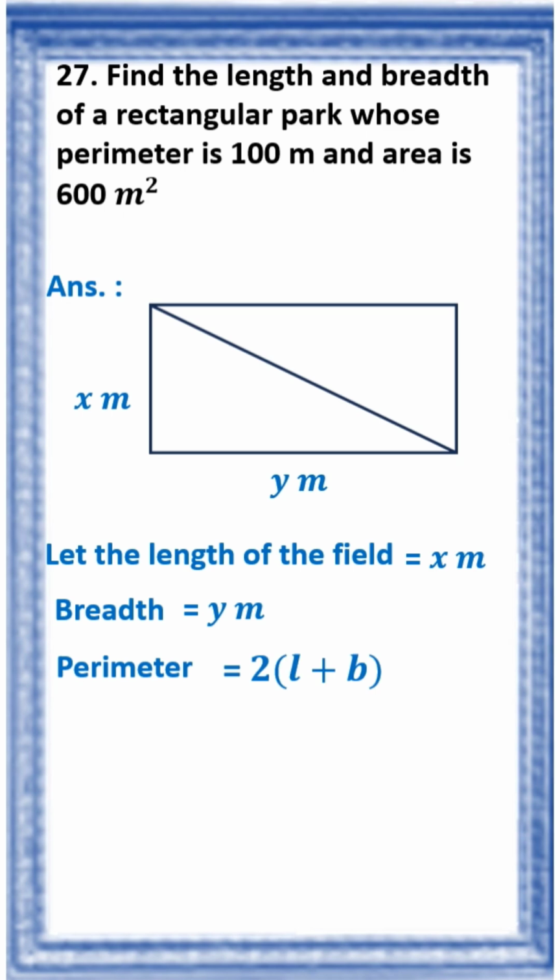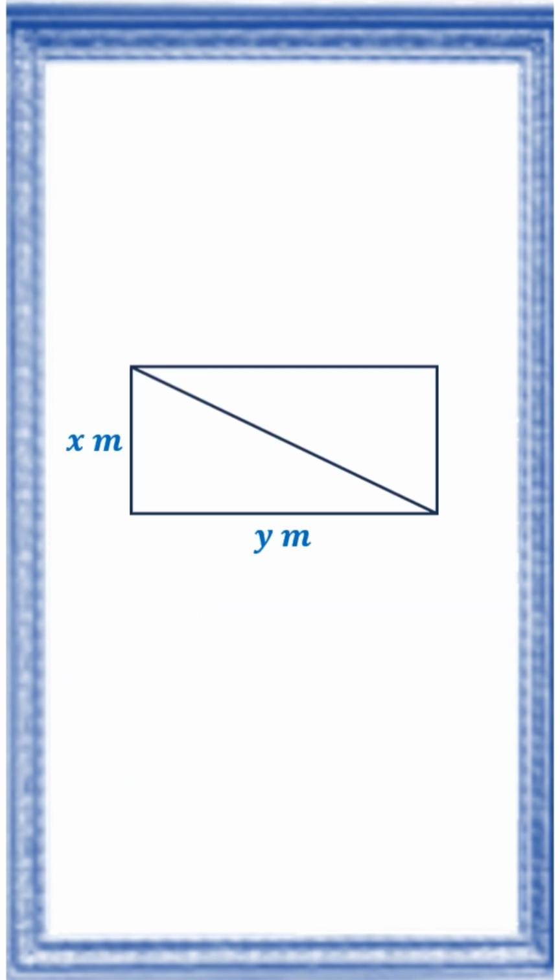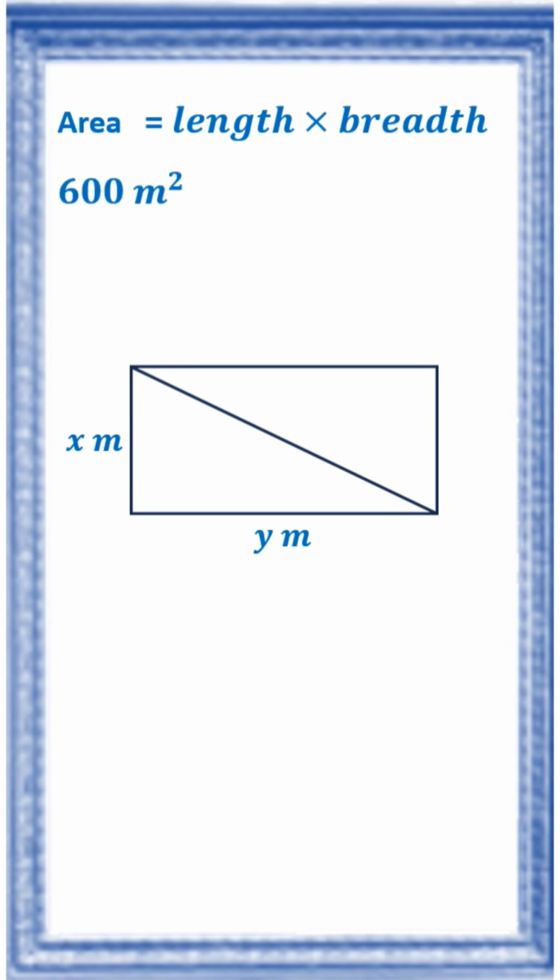Perimeter 2 into (L plus B) means 2 into (x plus y) is equal to 100 meter. So x plus y is equal to 50, that is 100 divided by 2. So y is equal to 50 minus x. Area of the rectangle is equal to length into breadth. So 600 meter square is equal to x into y meter square.